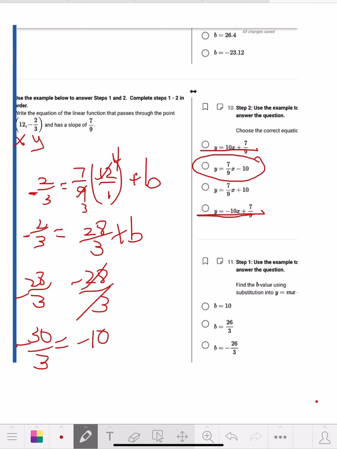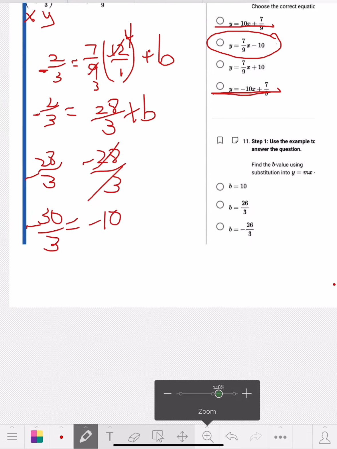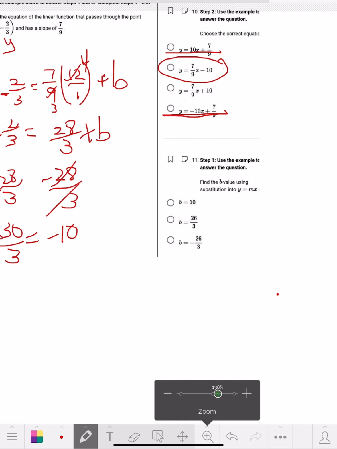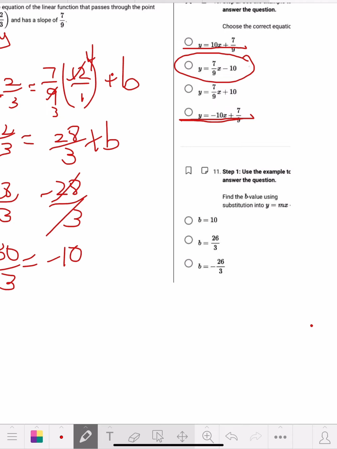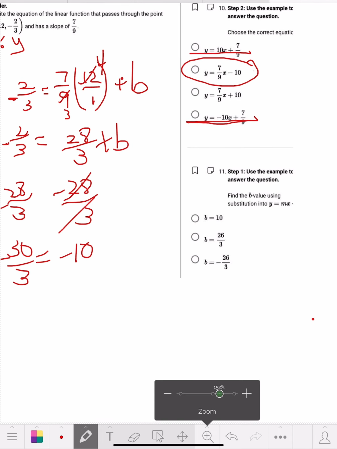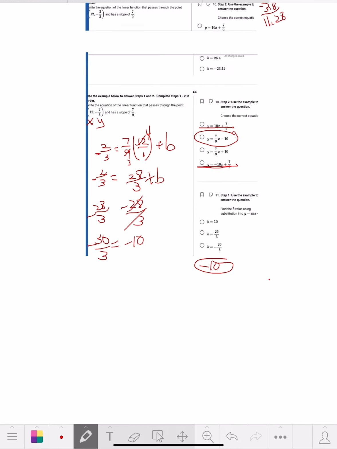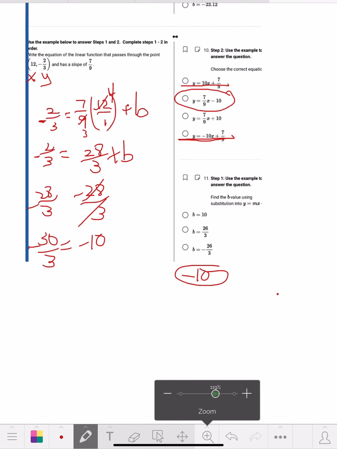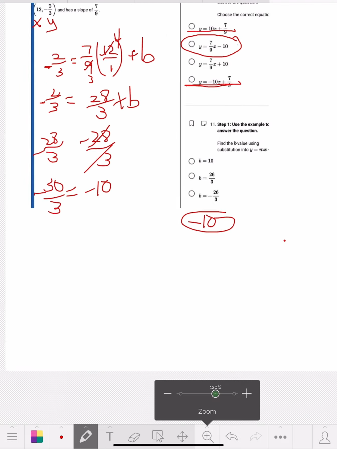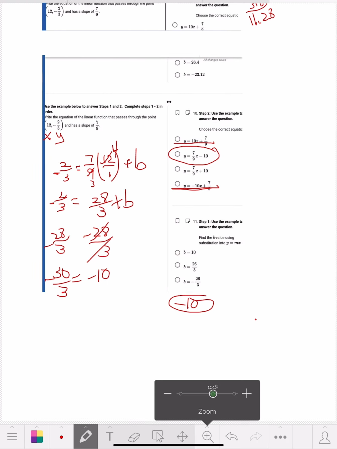Now, find the b value. Using the example, answer the question, find the b value, y equals mx plus b. What they're lacking, I already know this because I looked at another one. The fourth one down here is a negative 10. I don't know why it doesn't show it there, but that's what the answer is. We just solved it. It's not positive, it's negative. And I think that's it, guys.